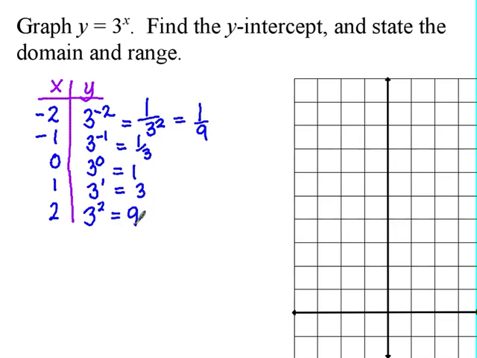So now I need to plot those. I'm going to start with -2 and 1/9. That's a pretty small number, so we're just going to put it right here. Biggest thing, it does not touch the axis. Where will the next one be? About 1/3 of the way up, so about right here. Where's the next one? At 0, up at 1. At 1, where's it going to be? 3. And at 2, where's it going to be? 9.